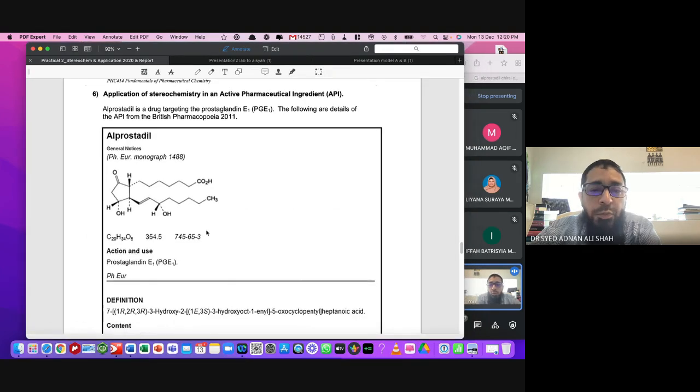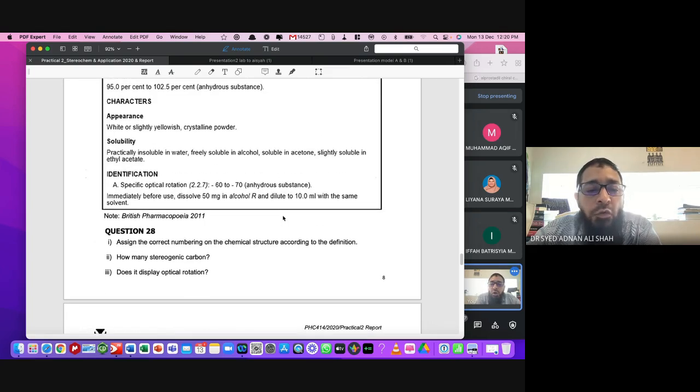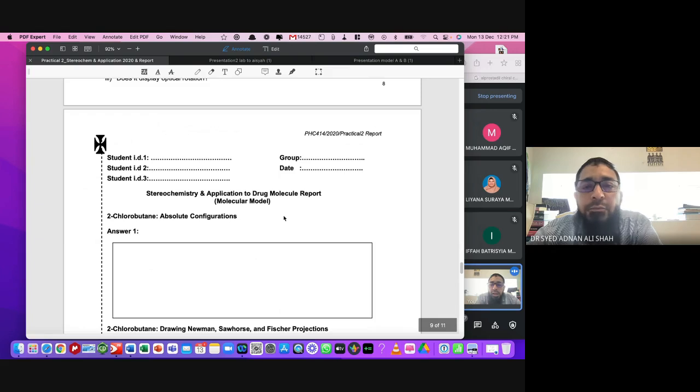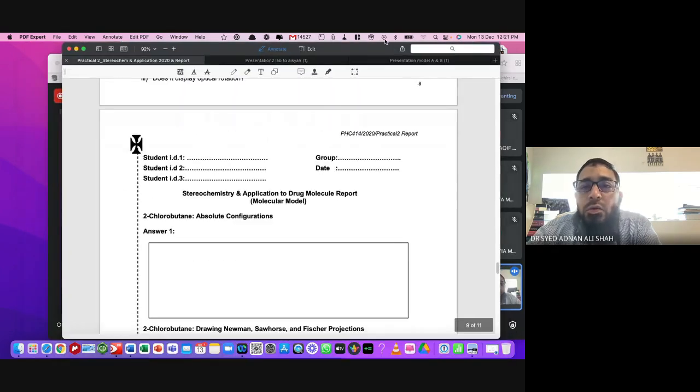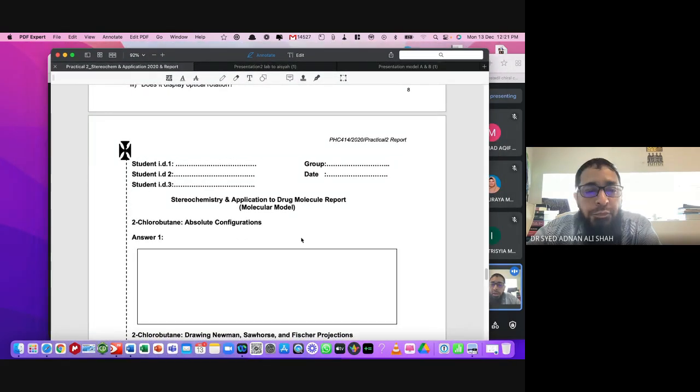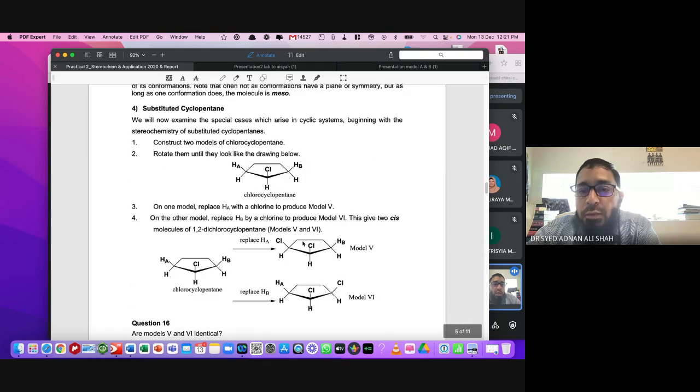So if there is no plane of symmetry and the chiral molecule has chiral carbons, then as a whole molecule you have the chirality. It rotates the plane of polarized light. So like this, we have gone through all the examples.